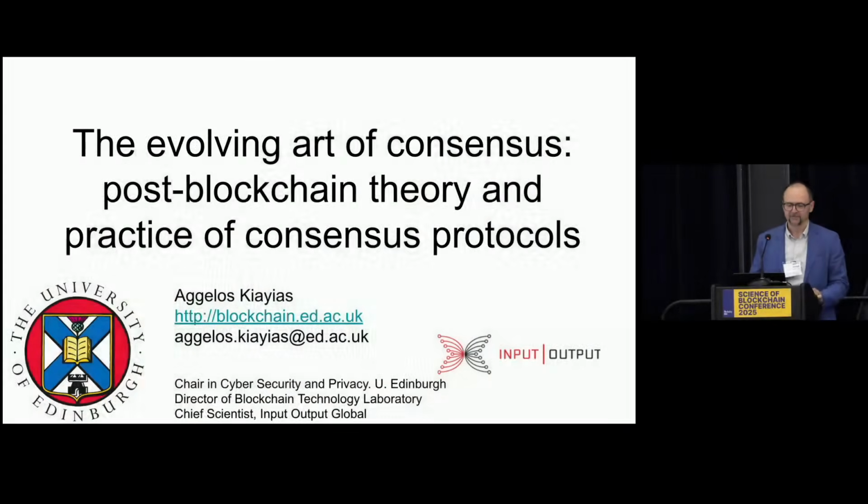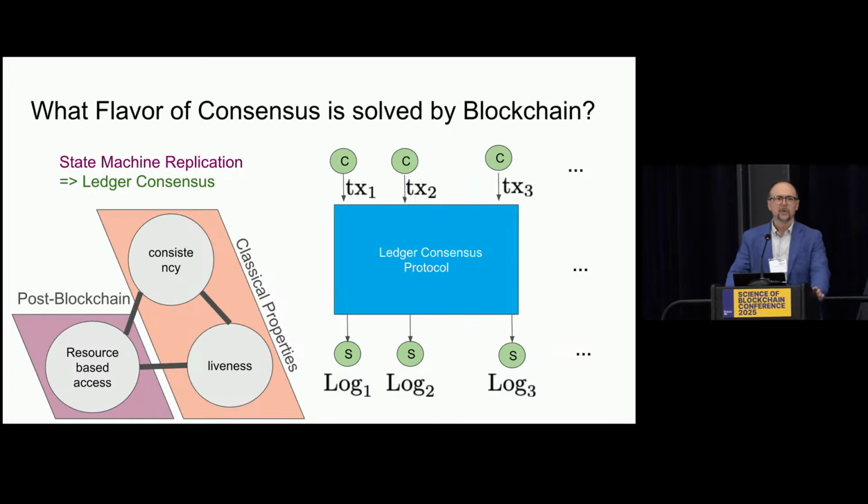The talk is the evolving art of consensus: post-blockchain theory and practice of consensus protocols. We will start by asking the question, what flavor of consensus is solved by blockchain? Consensus comes in many flavors, as you know. The one we care about in this venue the most is state machine replication, or SMR, and specifically a variant of this called ledger consensus.